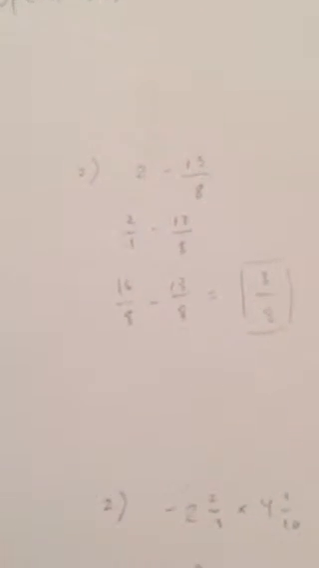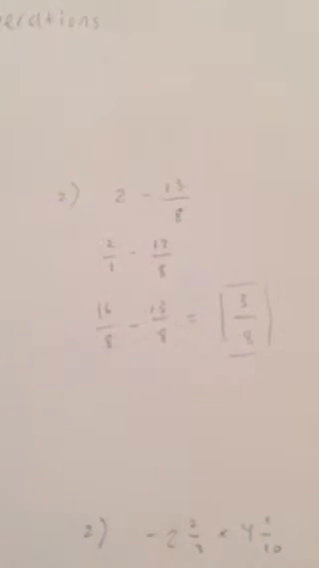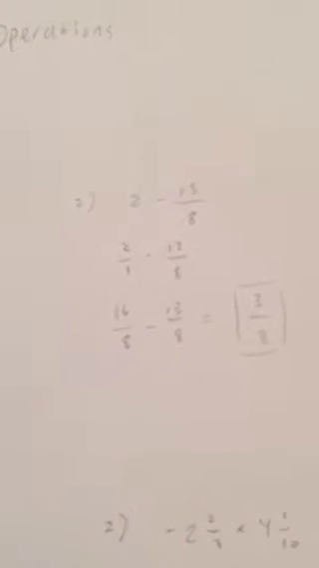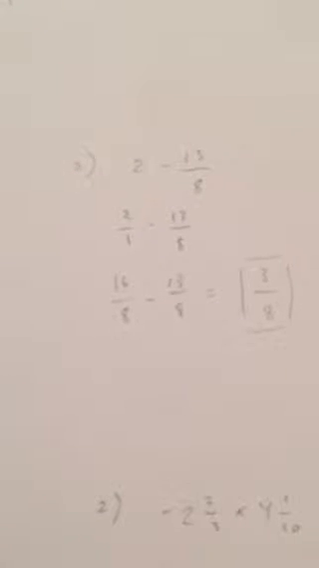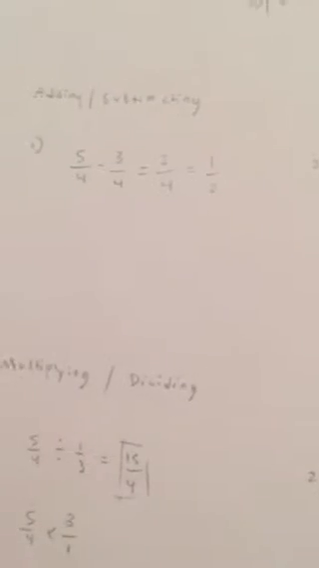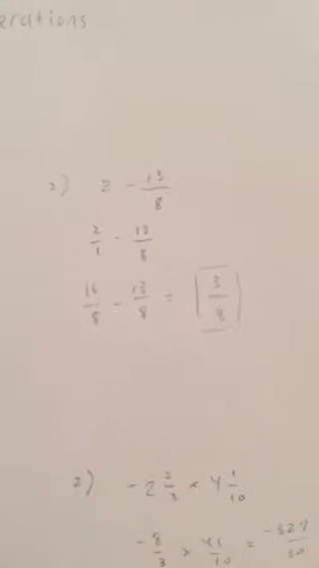Alright, so let's ignore this top part and go down here. 2/1 minus 13/8. That's a little better because we've got 2 into a fraction, but it's not all the way there because 2/1 and 13/8 have different denominators. So it's not as easy as the last one where we could just go 5 minus 3. What we have to do for this is create a common denominator.